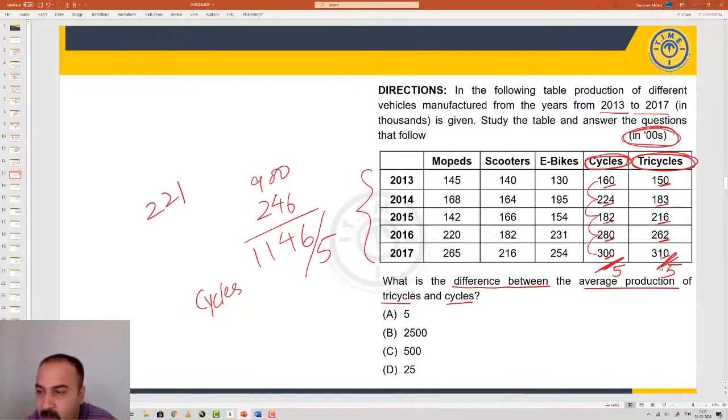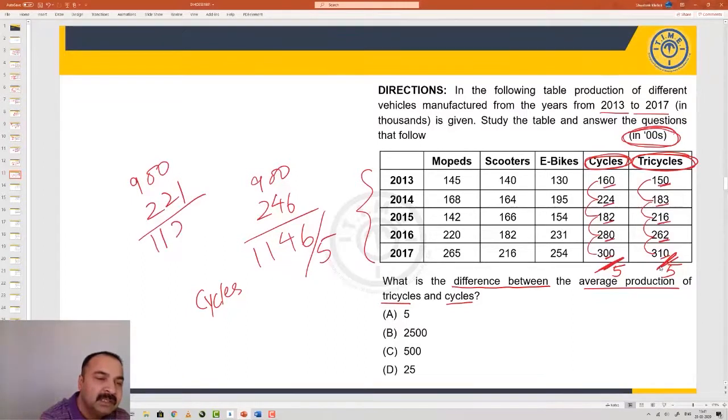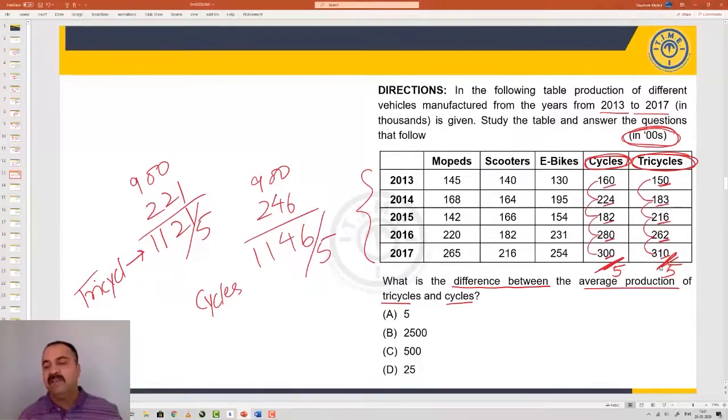What about hundreds? 1, 2, 3, 4, 5, 6, 7, 8, 9. 9 hundreds there also. So that becomes 1121. And this will be divided by 5. And that is the value for tricycles. For tricycles, this is the number. What is the difference between the average production of tricycles and cycles?